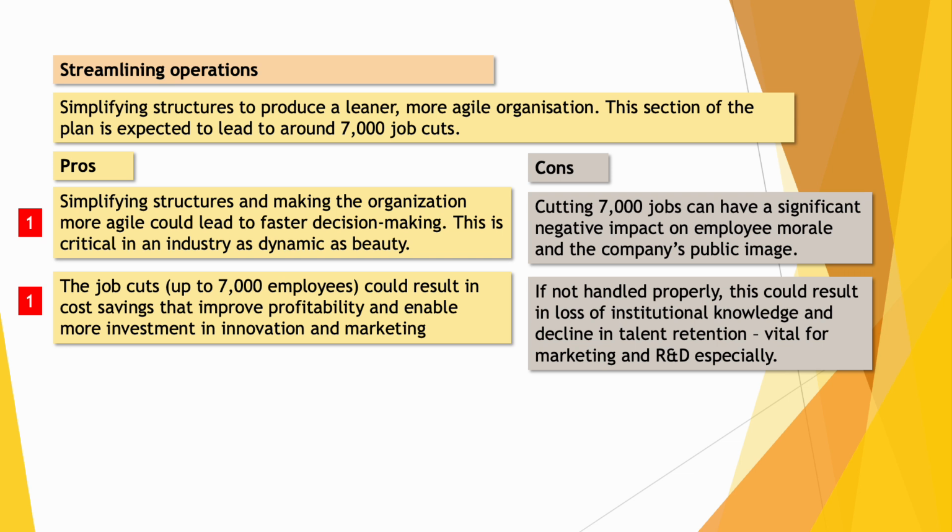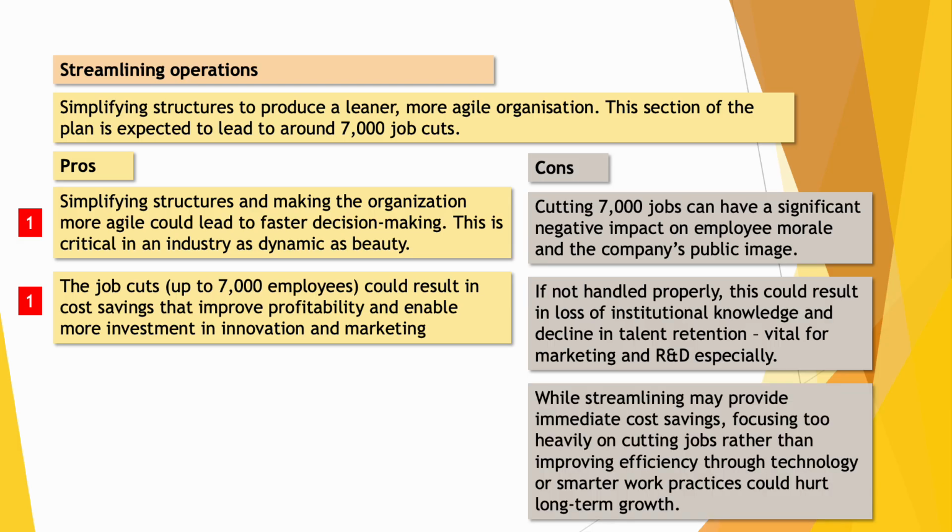The other problem with getting rid of so many people is that it means that you're likely to lose knowledge. So things like marketing and R&D, if you're losing key staff members within those areas, then there's a very real risk it will damage the company. So what we're really saying here is that while streamlining could give you these kind of immediate cost savings, if you focus more on cutting jobs rather than improving efficiency, or you cut the jobs in the wrong places, you might find actually you're going to harm the company in the long term rather than benefit it. So again, a good few marks available for talking around those areas.